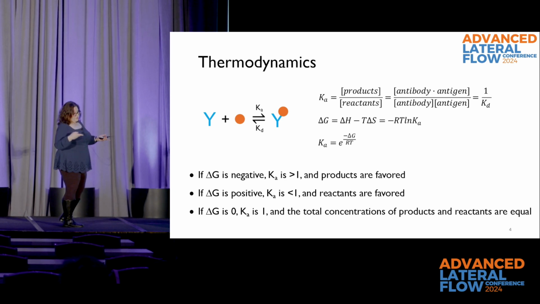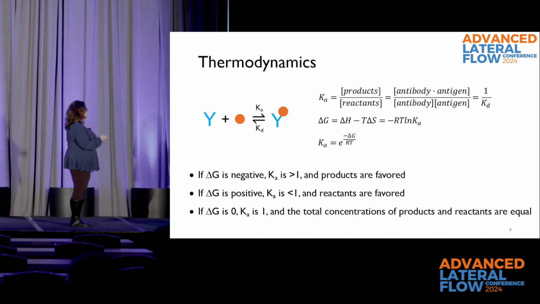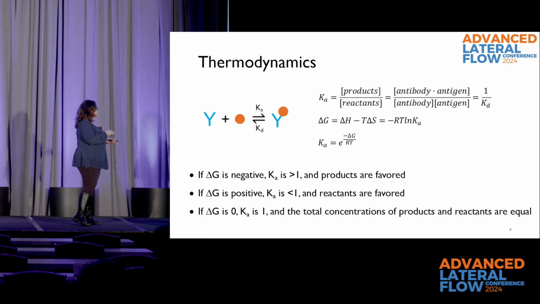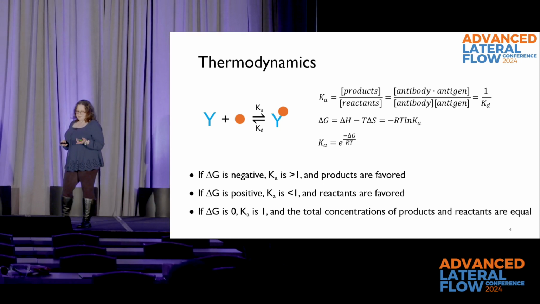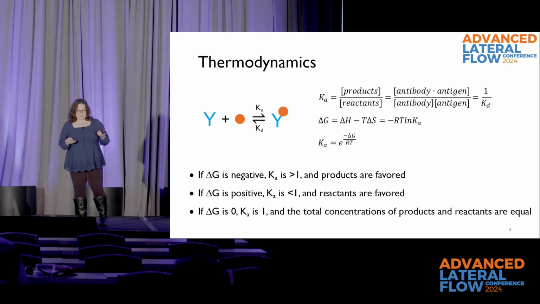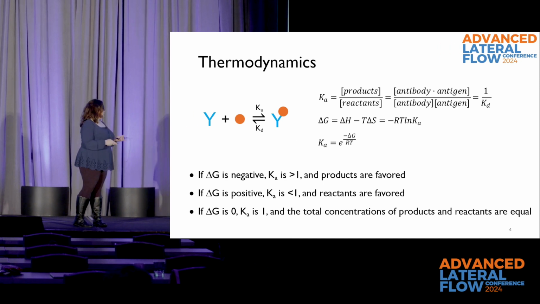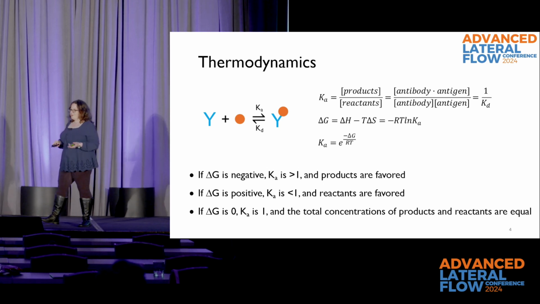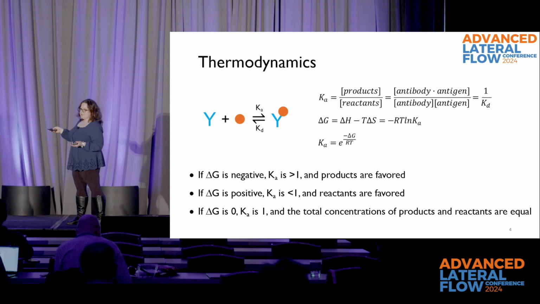So delta G, Gibbs free energy, is dictated partially by this term, the association constant. So it's delta H minus T delta S, or negative RT times the natural log of that association constant. If we get that association constant alone, we can see that this entire association constant, just as we said, is dictated by delta G. So if delta G is negative, Ka is greater than 1, and the products are favored, and that's what we want in lateral flow, right? We don't want this to go backwards, we want it to go forwards. If delta G is positive, Ka is less than 1. That's pretty much never going to happen when you have a good pair of antibodies. But if delta G is 0, Ka is 1, and that means that this situation is at equilibrium.